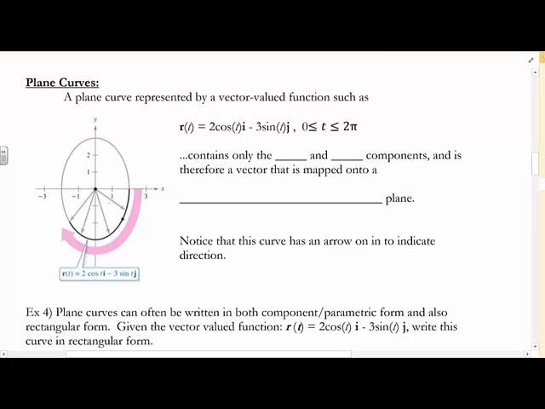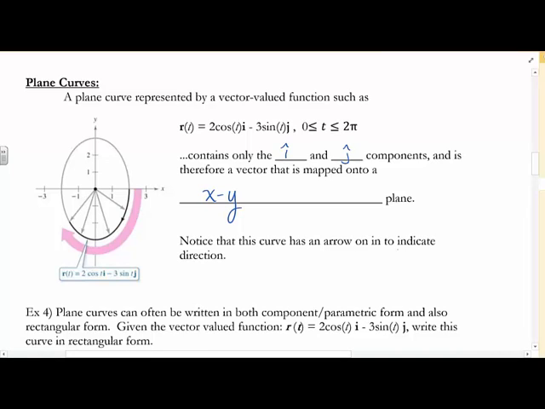Now, how does that happen? Well, it happens like this. Since this only has an i and a j component, that means that it's going to be mapped onto an xy plane. So it contains only the i and j component, which maps it onto an xy plane.